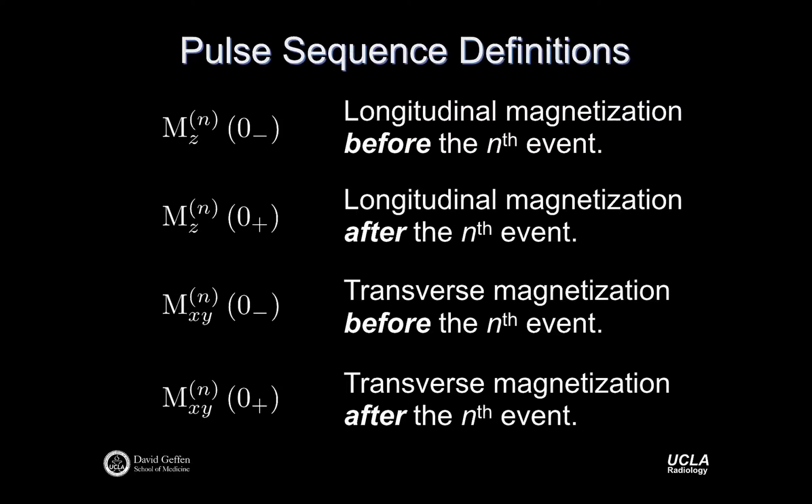And we borrow that same nomenclature for keeping track of what happens to the transverse magnetization. We can talk about the transverse magnetization immediately before the nth event, and the transverse magnetization immediately after the nth event. We'll, for the most part, stick with this nomenclature, and you'll get the hang of it as I work through a couple of examples.